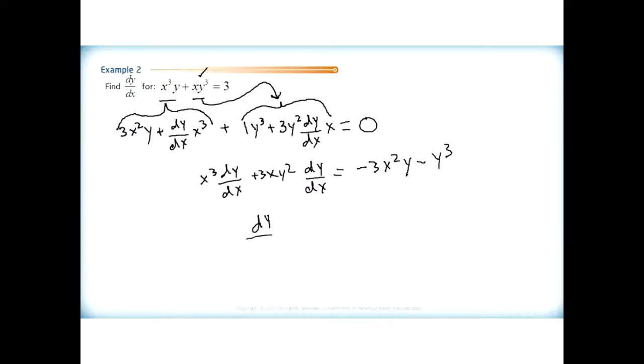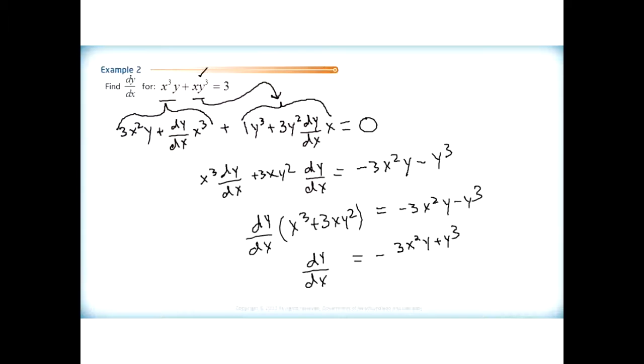I factor out my dy over dx from each term on the left, x cubed plus 3xy squared, and that's going to be equal to the same thing again, negative 3x squared y minus y cubed. And then I divide both sides by that to get rid of it, and I just have dy over dx is equal to, and let's say we'll put the negative out in front and make those two terms positive, all over x cubed plus 3xy squared. Okay? So there's our implicit derivative, dy over dx, the old-fashioned way.